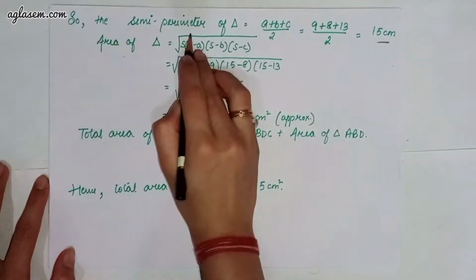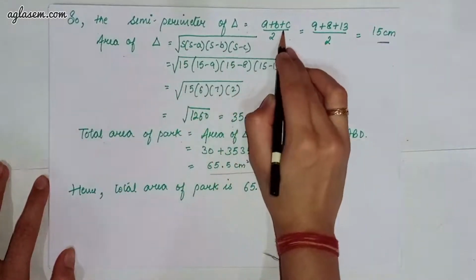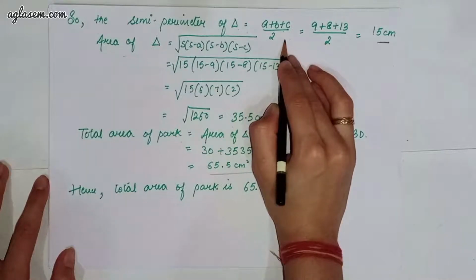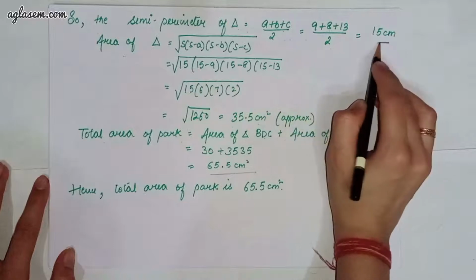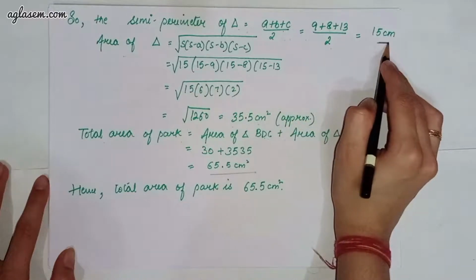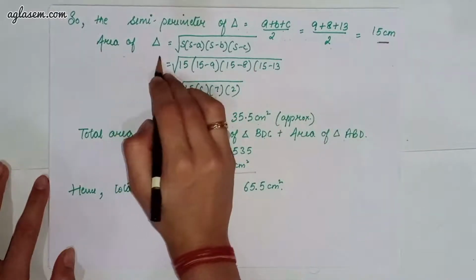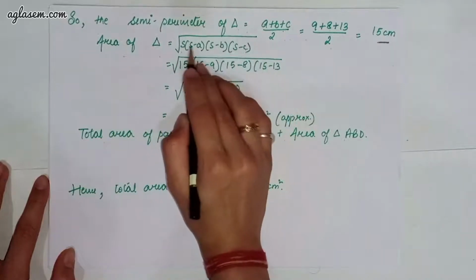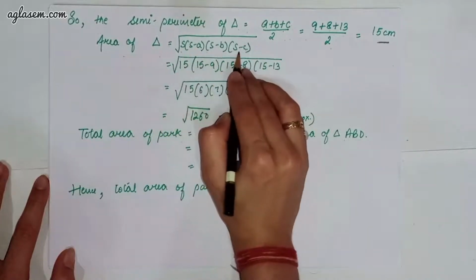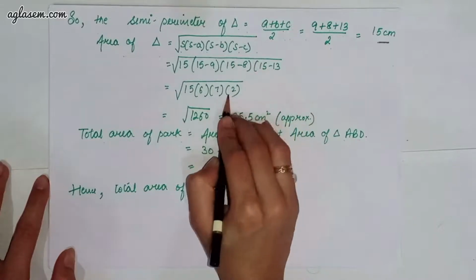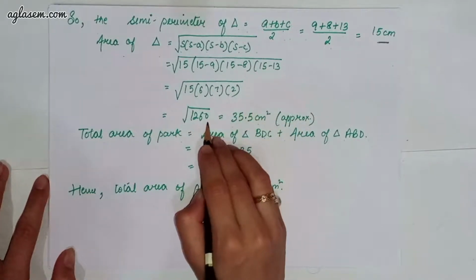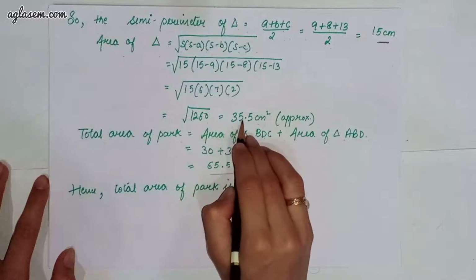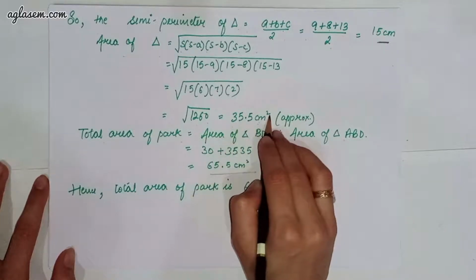So the semi-perimeter of a triangle is A plus B plus C divided by 2. We all know this. So 8 plus 9 plus 13 divided by 2 will give 15 centimeter. Further, moving to the area of the triangle, that is root of S into S minus A, S minus B and S minus C. Applying the values, we get root 1260. So 35.5 centimeter square approx.